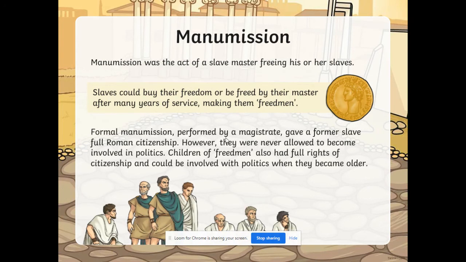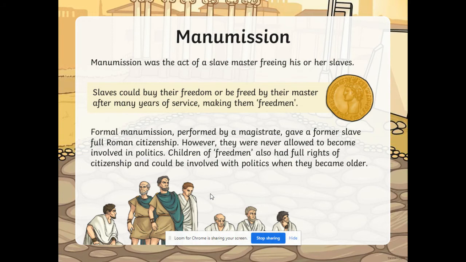Formal manumission, performed by a magistrate, let's say the government, gave a former slave full Roman citizenship. So he can even become a Roman citizen after getting free. However, they were never allowed to become involved in politics. Children of freedmen also had full rights of citizenship and could be involved with politics when they became older.